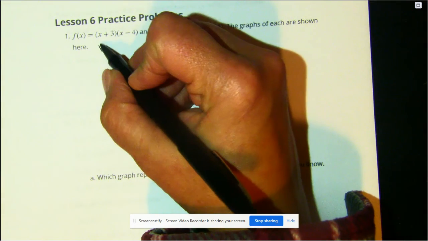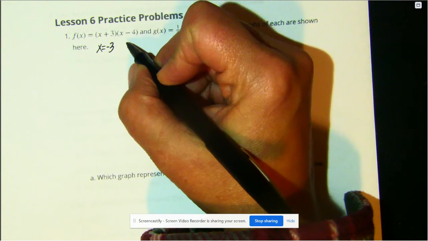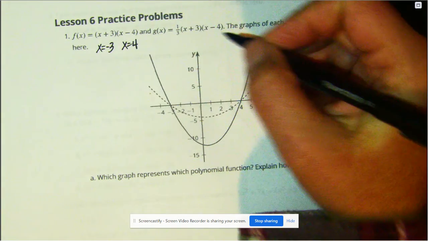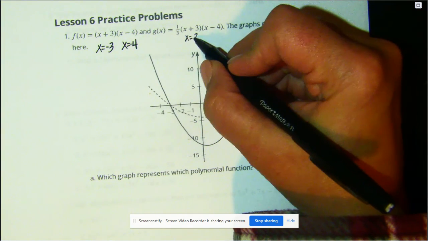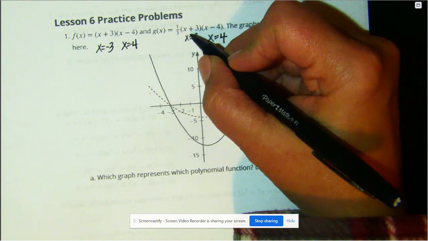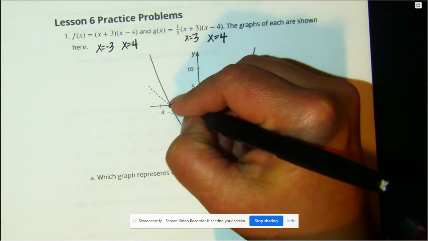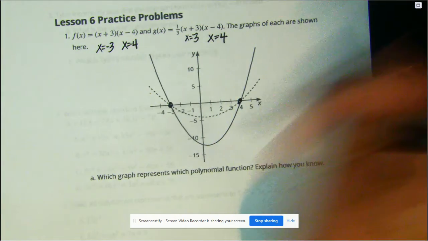So today we did some exploring in the activities, and we can see they both have the same zeros, right? That's going to cross at -3 and +4. Those are my x-intercepts. Same here, -3 and +4. See that? They both touch at -3 and 4.